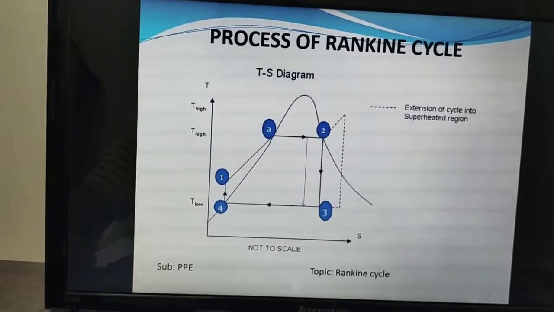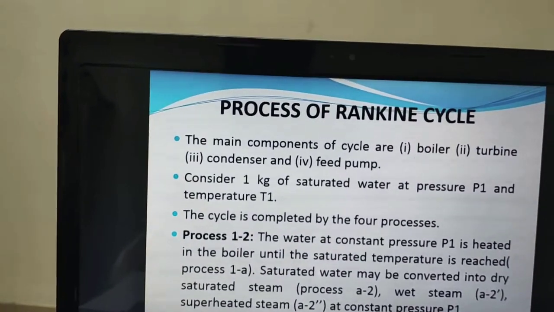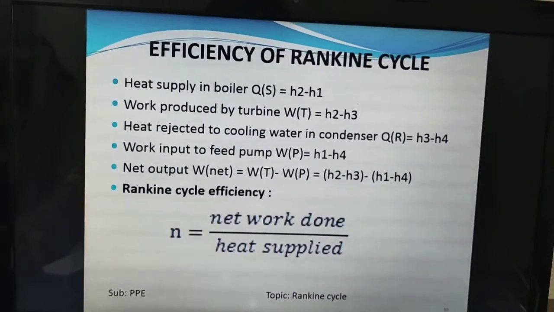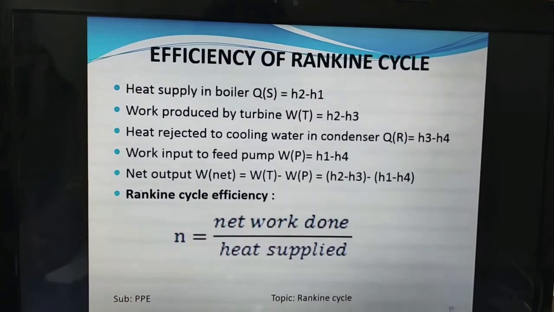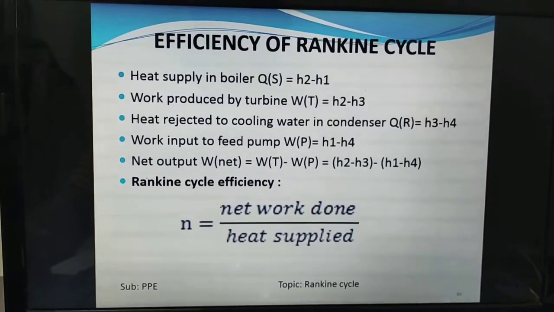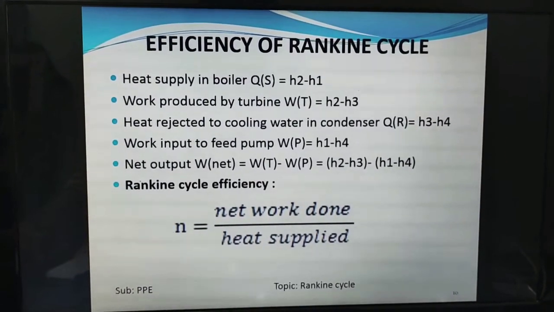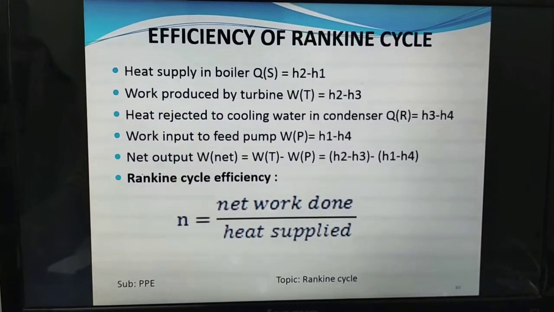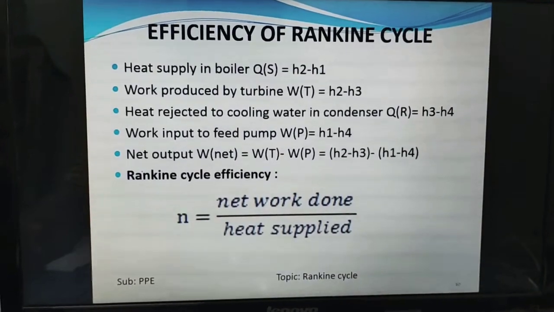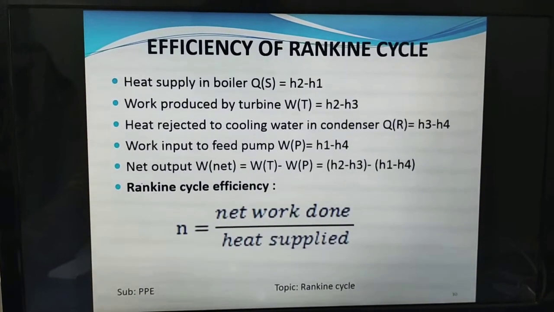Now, efficiency of the Rankine cycle. How can you calculate the efficiency of the Rankine cycle? So this is the process. Heat supplied in the boiler is given by Qs. In the form of enthalpy, it is given by H2 minus H1. It is nothing but the enthalpy difference. The work produced by the turbine Wt is given by H2 minus H3, according to the TS and HS diagram. Heat rejected to the cooling water in the condenser is given by Qr equal to H3 minus H4. Work input to the feed pump Wp is equal to H1 minus H4.